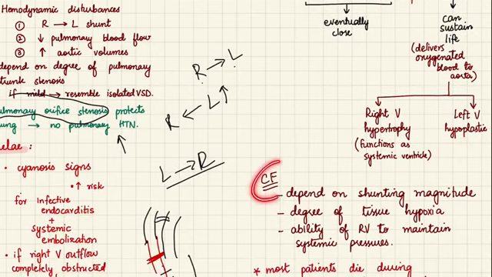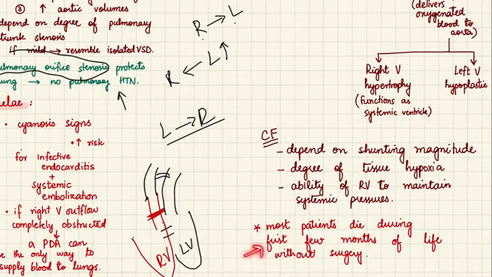Now the clinical features, of course, will be there when the patient is alive and there is a ventricular septal defect. This will depend on the magnitude of the shunting, and there can be different clinical features. They also depend on the degree of tissue hypoxia and the ability of the right ventricle to maintain the systemic pressures. Most patients with transposition of great arteries die during the first few months if they do not undergo surgery.